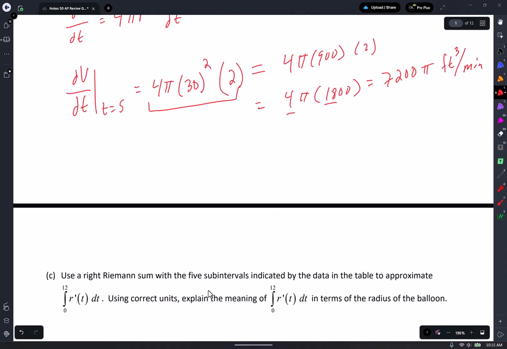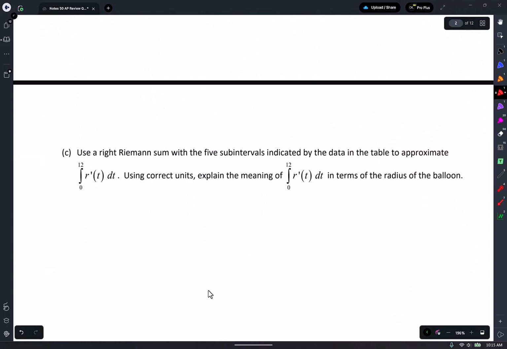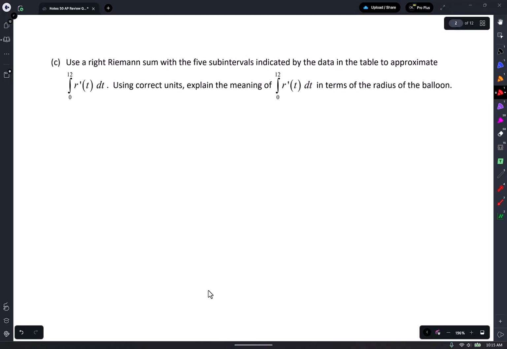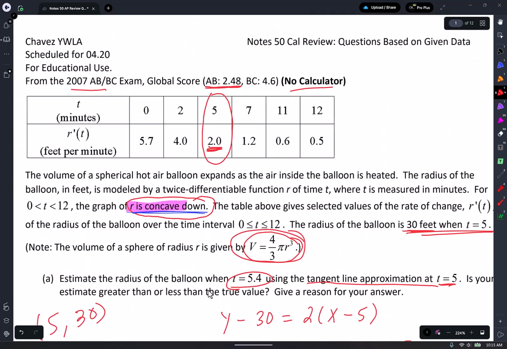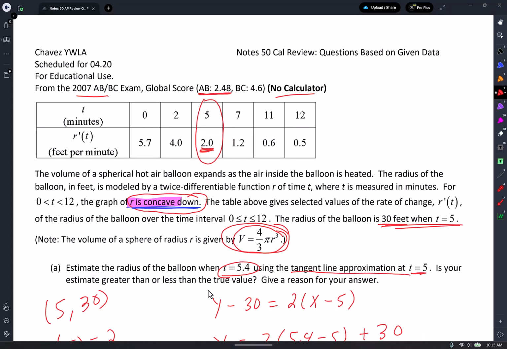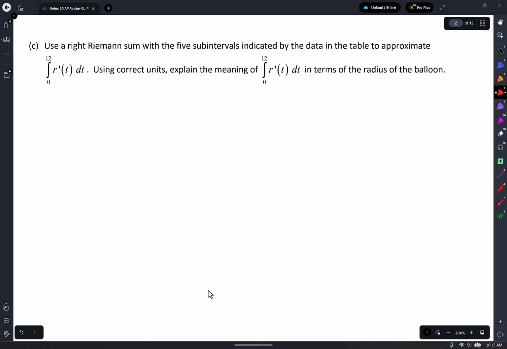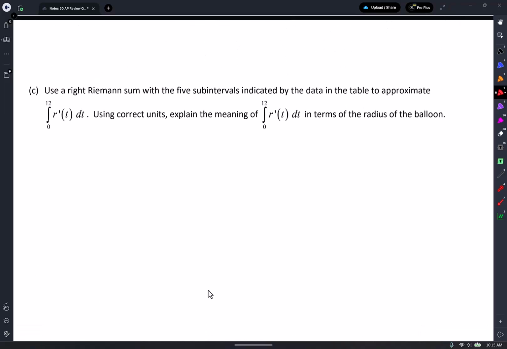Did I answer all the questions on that part? Okay. All right. More than likely, not always, but more than likely, if you have a table like this, you're probably going to be doing an LRAM, MRAM, RRAM, or trapezoid, one of the four options. And check it out. Letter C, look what they want. A right Riemann sum. Use a right Riemann sum with 5 subintervals indicated by the data in the table to approximate using correct units explained in terms of the radius of the balloon.